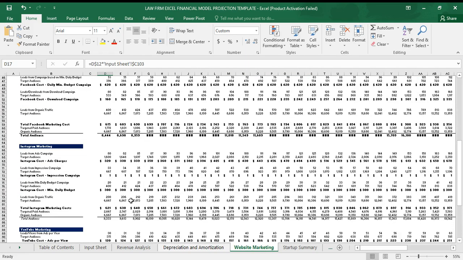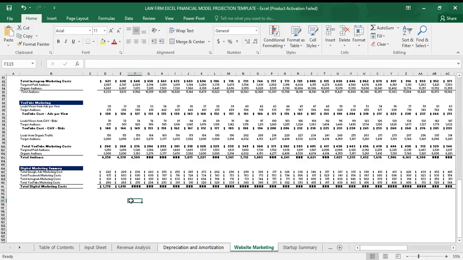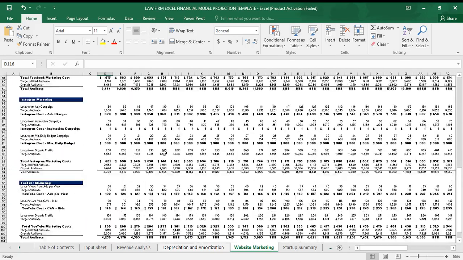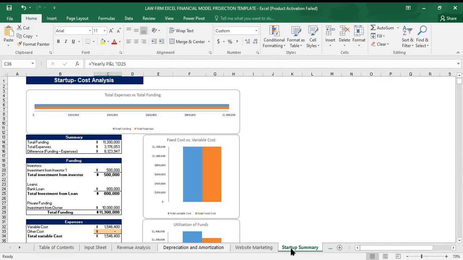This is the website marketing budget sheet. This calculates your website marketing expense monthly for each of the 60 months, and this is going to be treated as an expense in the income statement later on.